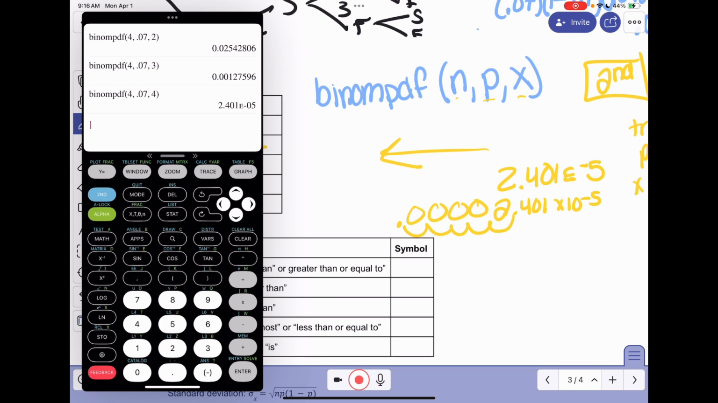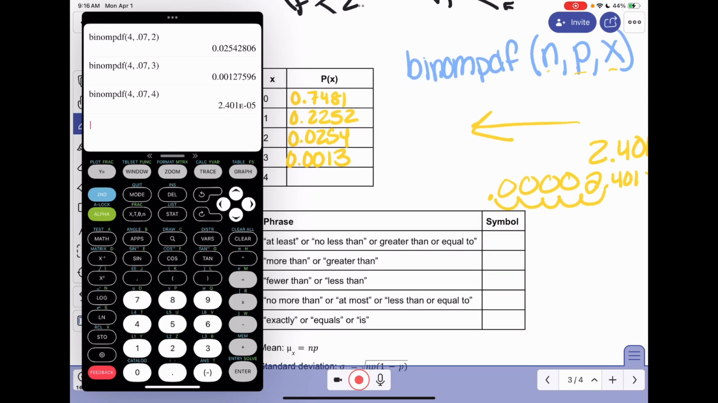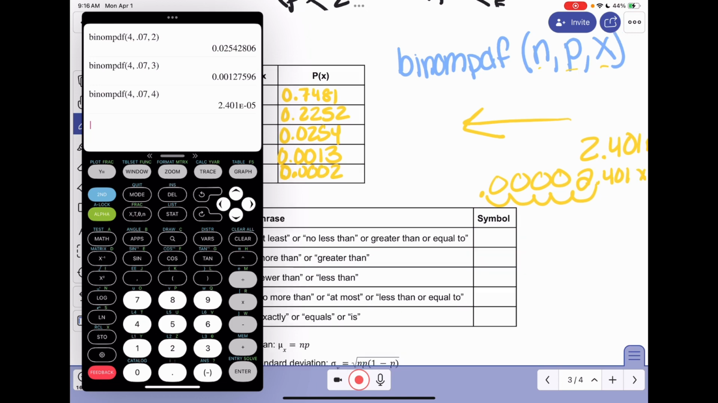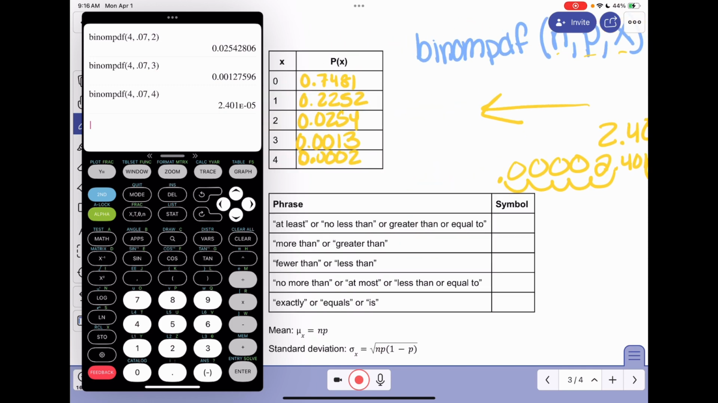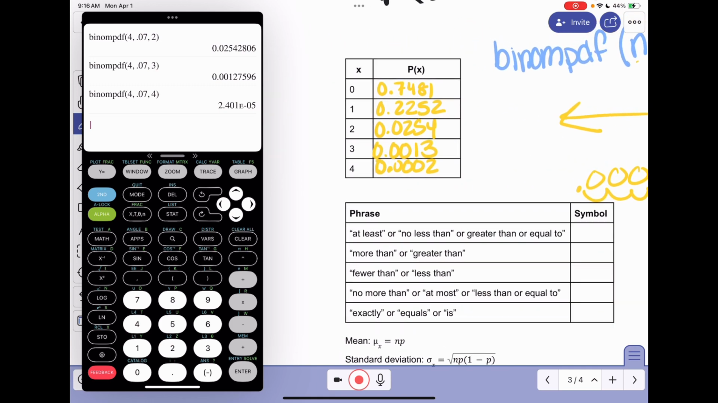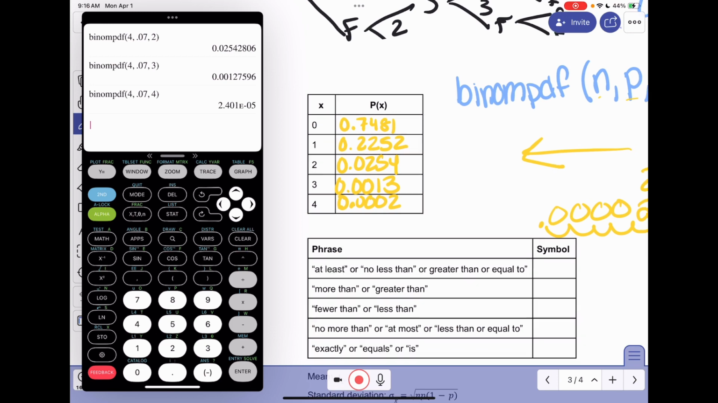So 0.00024. If the number's any higher than 5 here, negative 5, it's just going to be 0, because if we were to round it to 4 places, it would still be 0. So that is okay to round at that point. So that's how you do that.